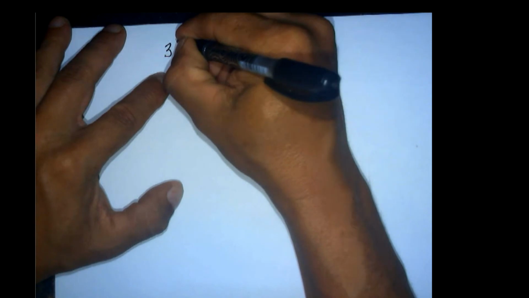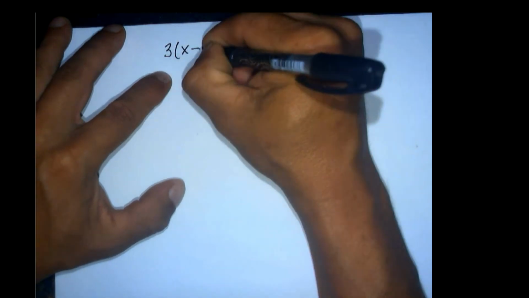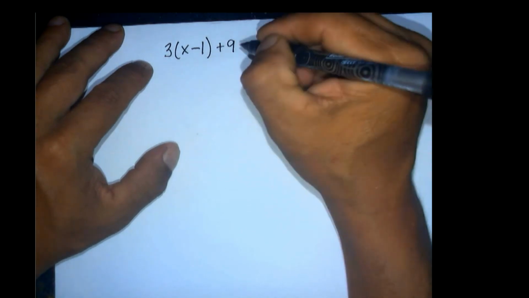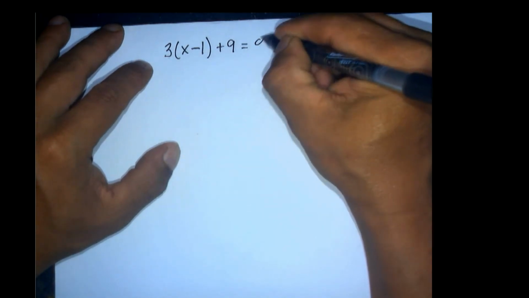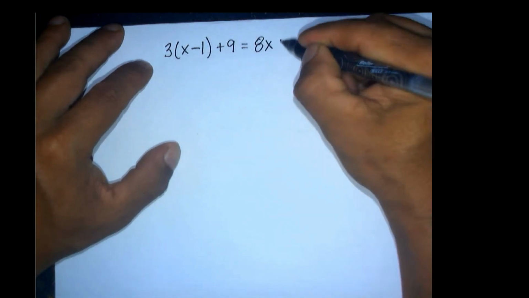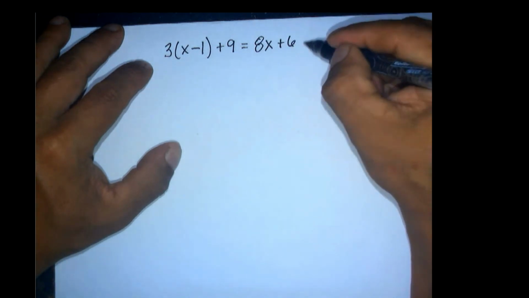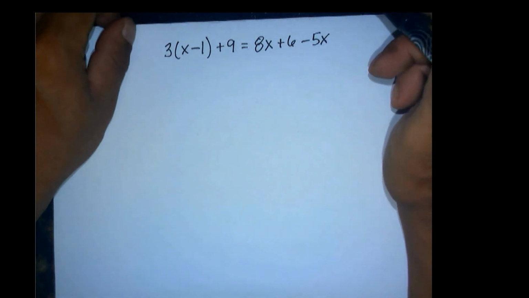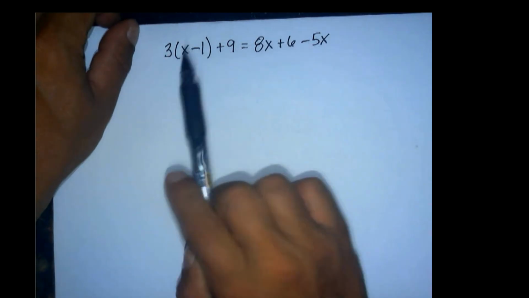My turn. 3 times x minus 1 plus 9 is equal to 8x plus 6 minus 5x. Okay, so I'm just going to bang it out and solve it. 3x minus 3, right?